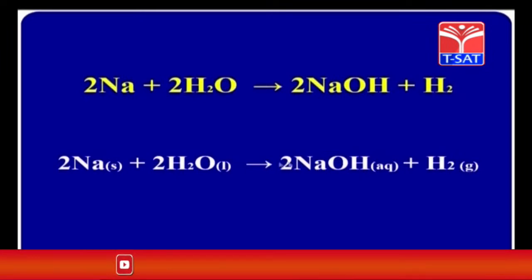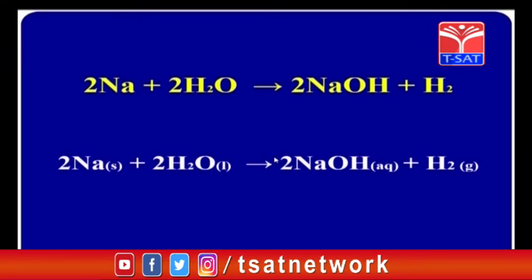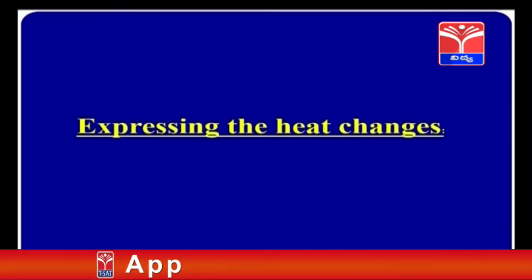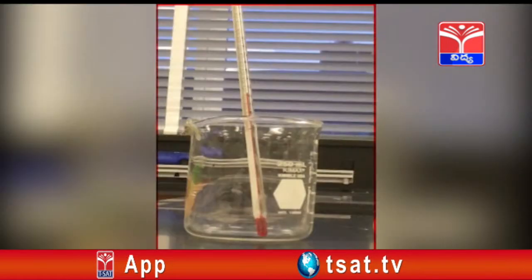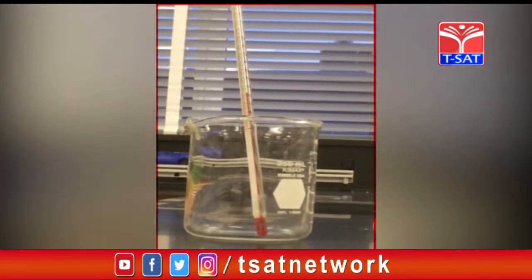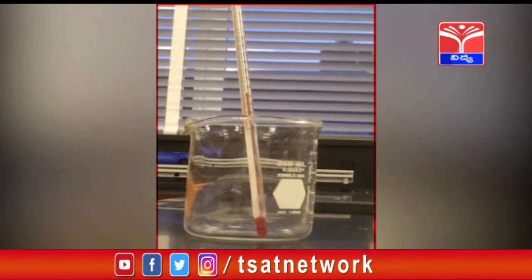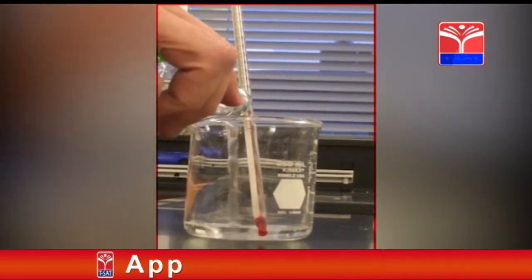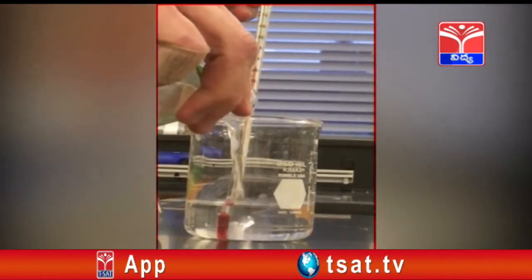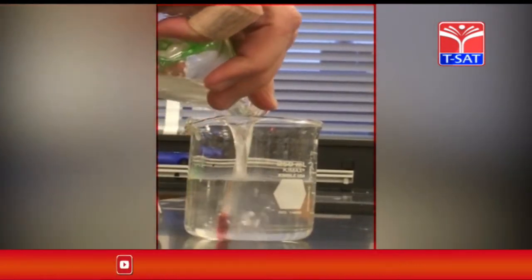Therefore, by adding the physical states we can make a chemical equation more informative. Now expressing the heat changes. Dear children, now let us watch a video. We have to take the room temperature, it is 25 degrees Celsius. Let us take a small beaker, add dilute hydrochloric acid in the beaker and add a sodium hydroxide solution to the beaker.